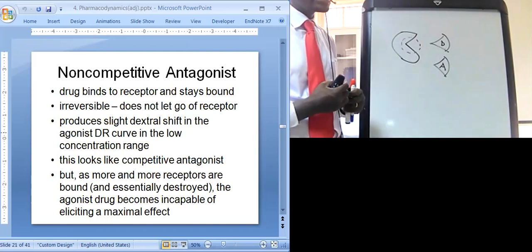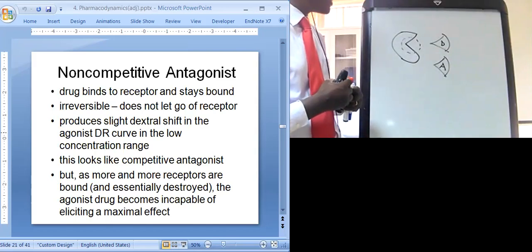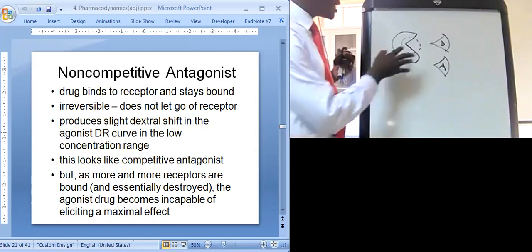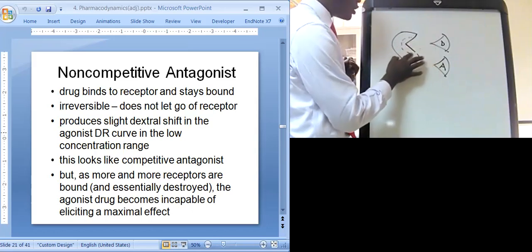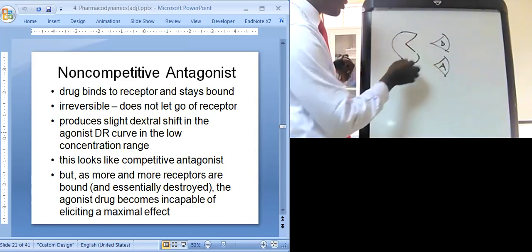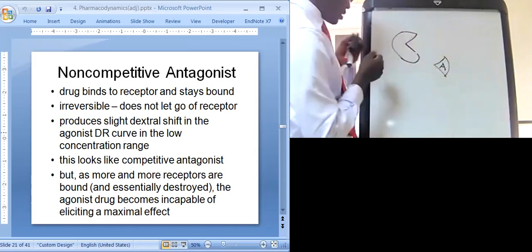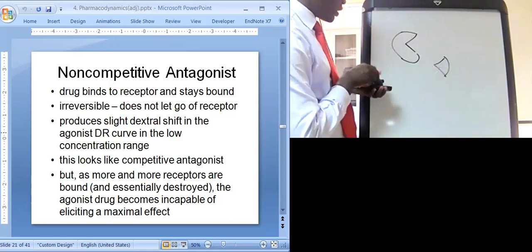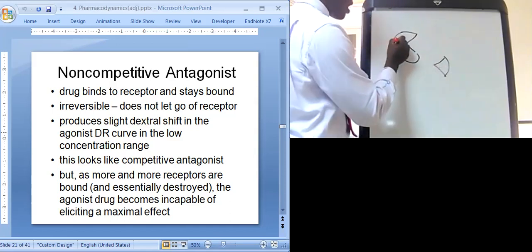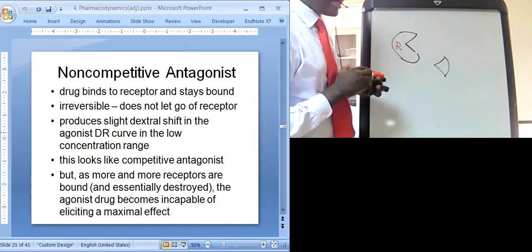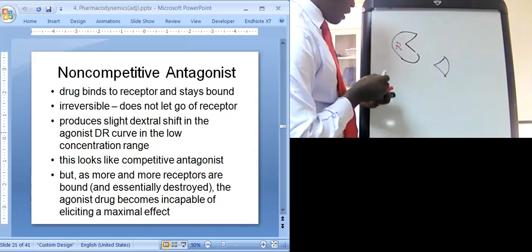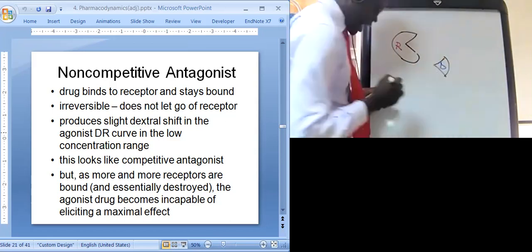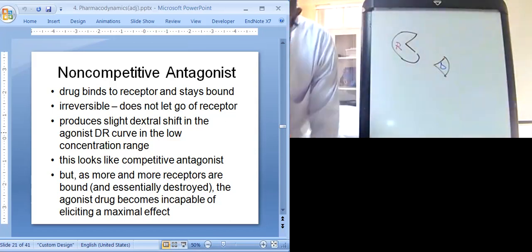It stays bound to the receptor, and when it binds to the receptor, I'll give you this as an example. Assuming this is our receptor, R, and then this is our drug. This is our normal drug D. And so we can have our antagonist.